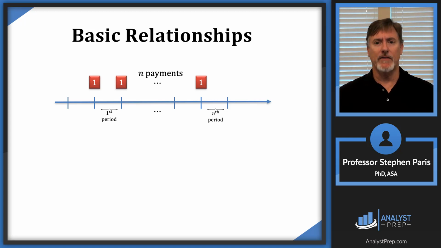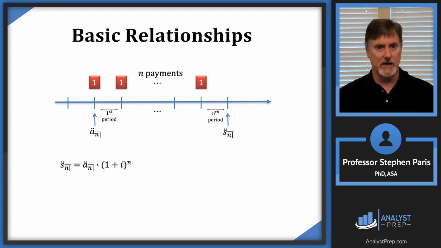The start date and the end date would be shown here. And the A double dot angle N would be the present value of this basic level annuity due. The S double dot angle N would be the accumulated value of this basic level annuity due. But once again, there are N periods between those valuation dates. And so if I had the value of an A double dot angle N and I was seeking the value of an S double dot angle N, I would multiply A double dot angle N by (1 plus i) to the n, because that's how I'm going to accumulate it.